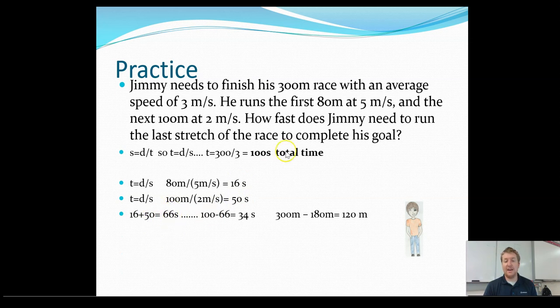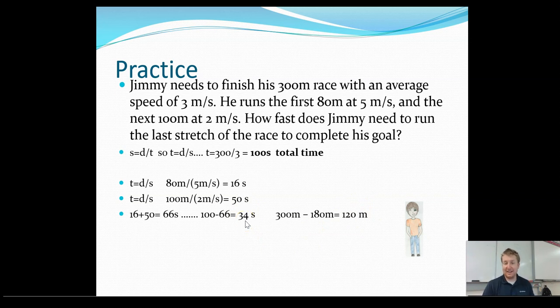And then we can take that off of 100, because that's what our total time needs to be. So he's got 34 seconds left to finish this race. So he's got to complete the last bit of this race in 34 seconds. Well, he's already run 80, and he's already run 100. So he's run 180 meters. We take that off of the 300. So he has 120 meters left, and he has 34 seconds to do it.